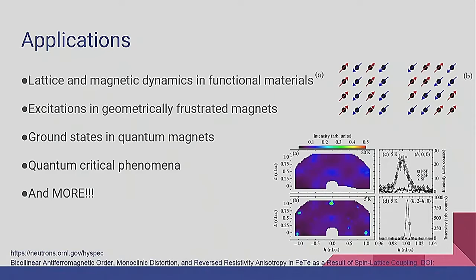Okay, so you might be wondering, all right, so that's the equipment. What good is this beamline for? So you can do lattice and magnetic dynamics in functional materials, excitations in geometrically frustrated magnets, ground states, and quantum magnets, quantum critical phenomena, and more. So for example, I stole a couple of pictures from some papers that the research group here has published recently. You can look at iron telluride compounds on the top right there.